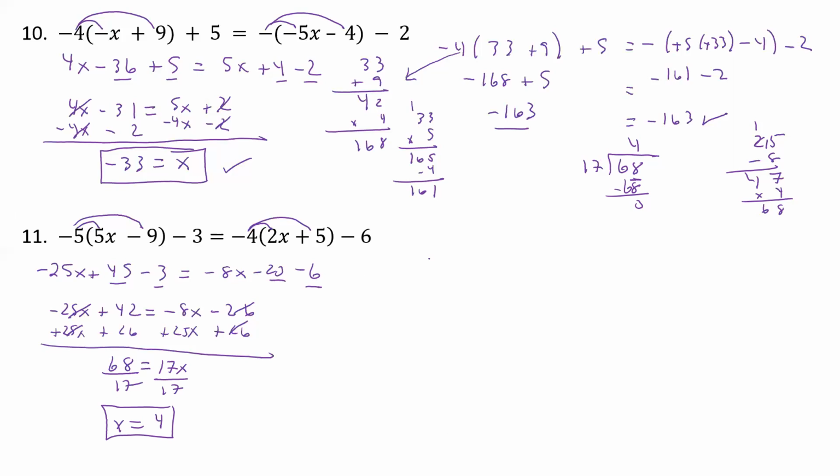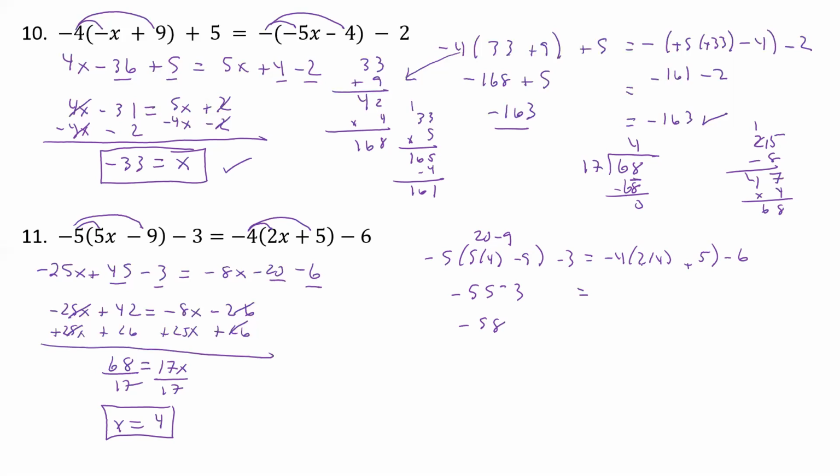Now we do our check. And so we have 5 times 4, that's going to be 20 minus 9. And so 20 minus 9 is going to be 11 and times negative 5. So that's going to be a negative 55 minus 3. So that's a negative 58.